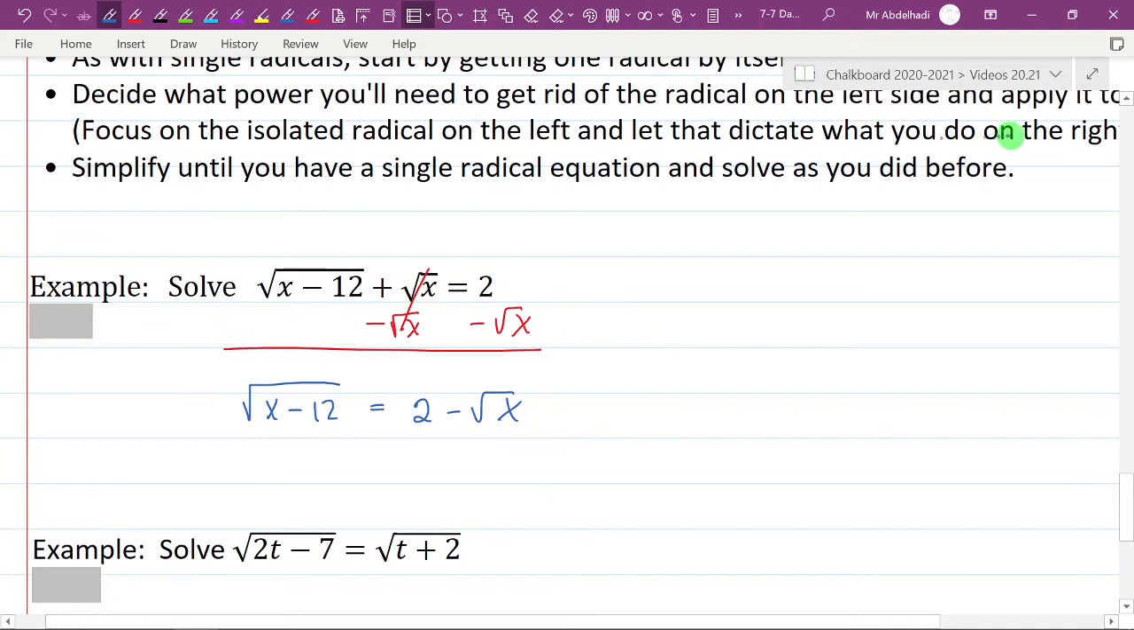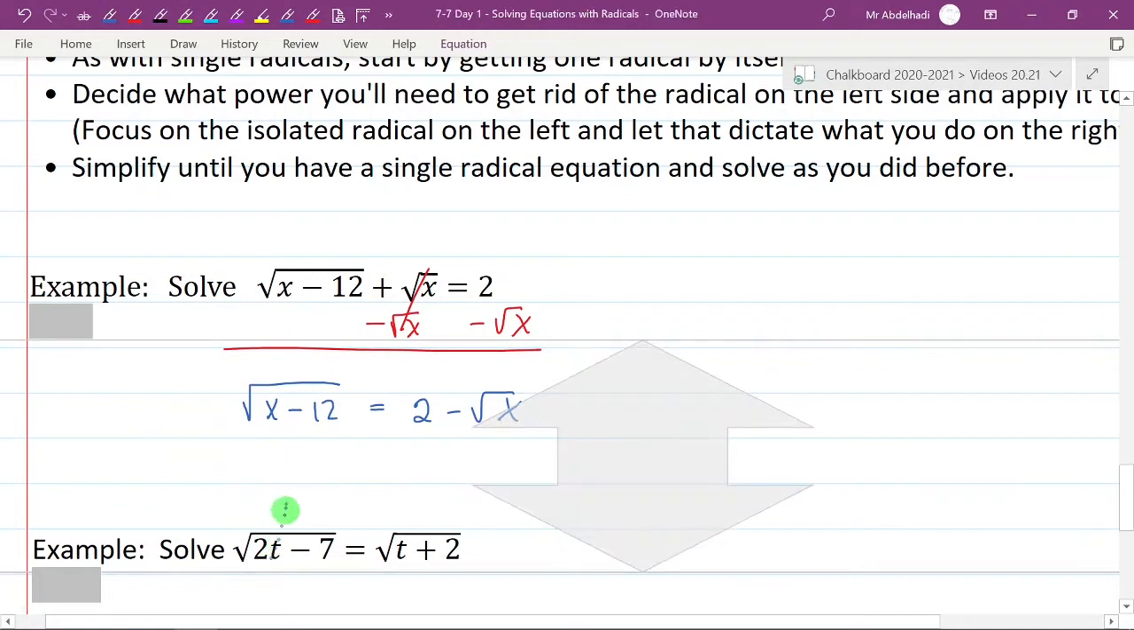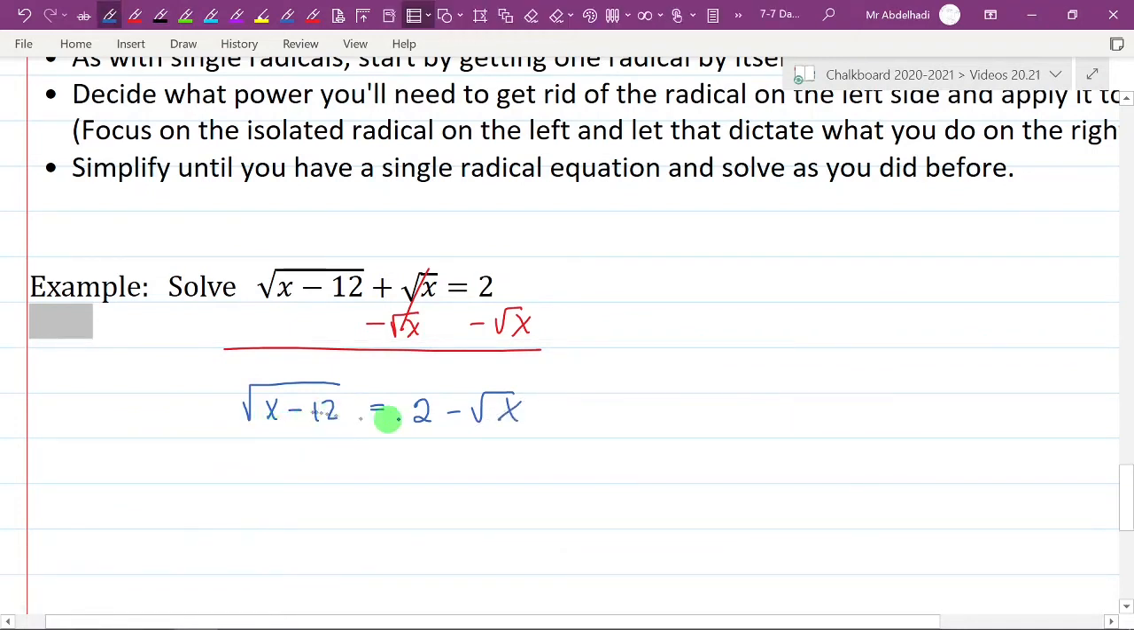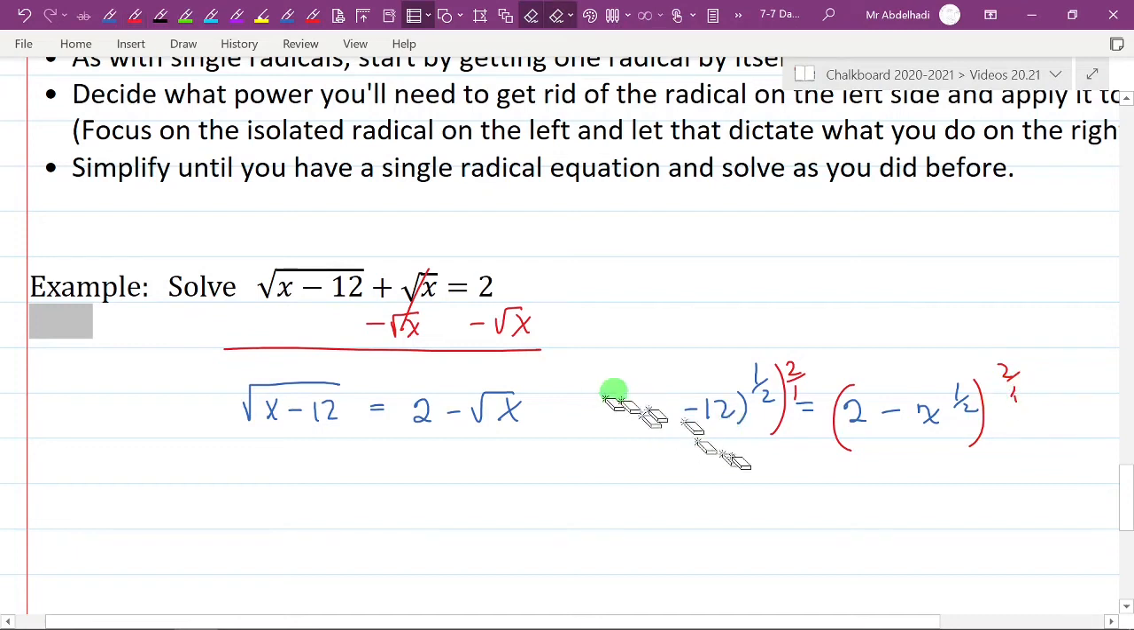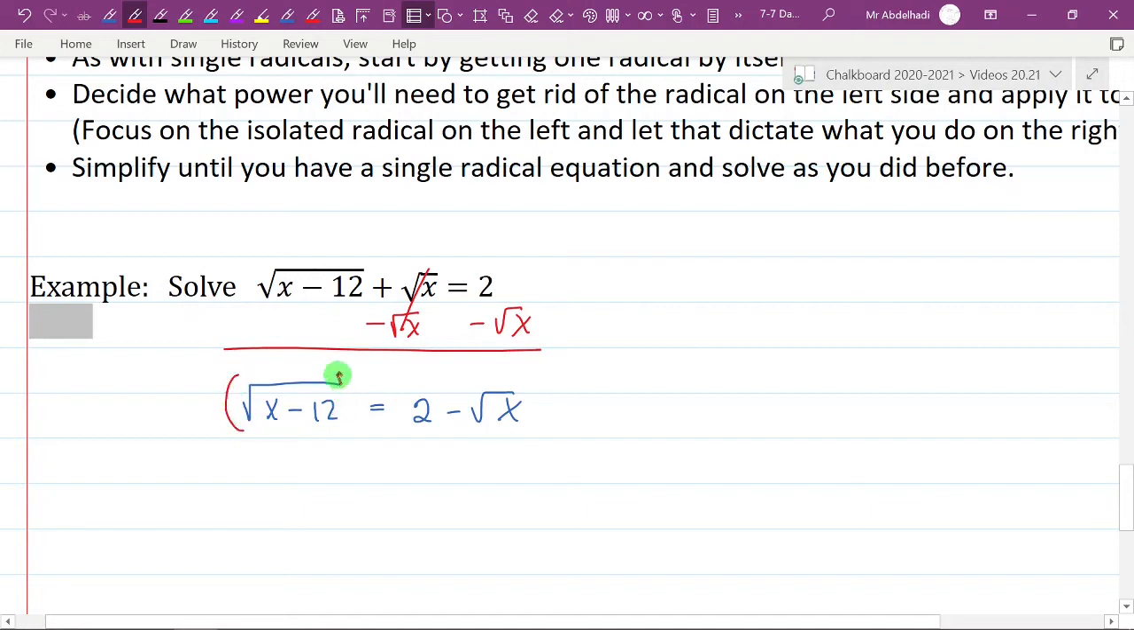Step two, use the same method that we've been using with the multiplicative inverse. Now, this is a square root, so we could rewrite this as x minus 12 to the 1/2 power equals 2 minus x to the 1/2 power. The multiplicative inverse of 1/2 is 2 over 1, and we take this side to the 2 over 1 as well. But since we're only dealing with square roots, it's got to be a 2, so let's save that step and just square both sides. Because a square will cancel out a square root. A square root is a 1/2 power, and the multiplicative inverse of 1/2 is 2.